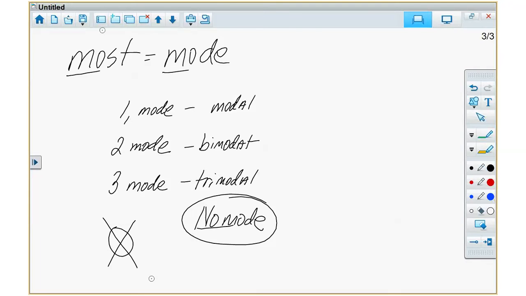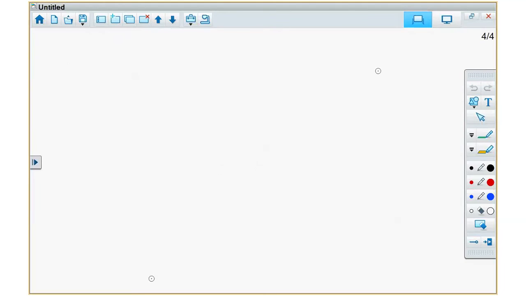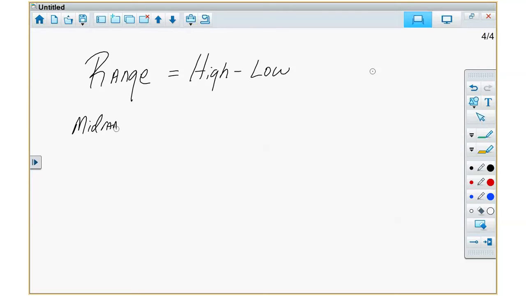Now, what happens after the mode? Well, mean, median, mode, and then there is the range. The range is real simple. The highest number minus the what? Lowest number. Mid-range is also like the midpoint. I'm going to put midpoint. Because it's the high plus the low divided by what?